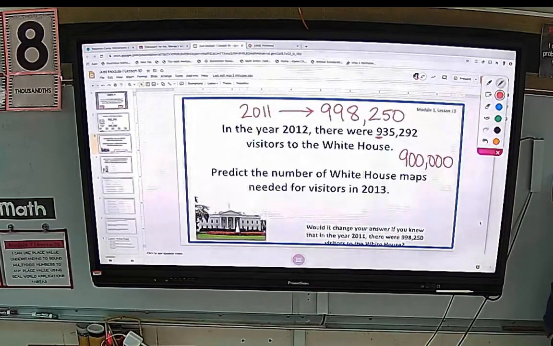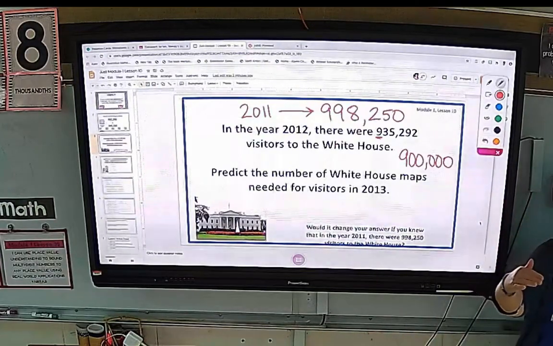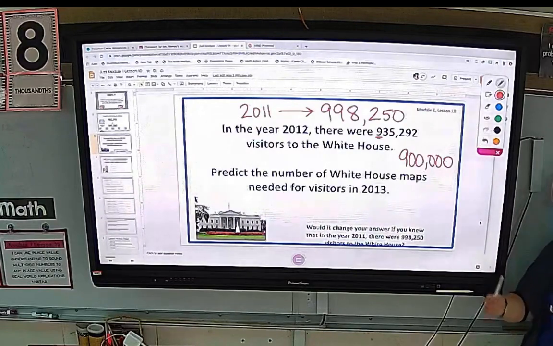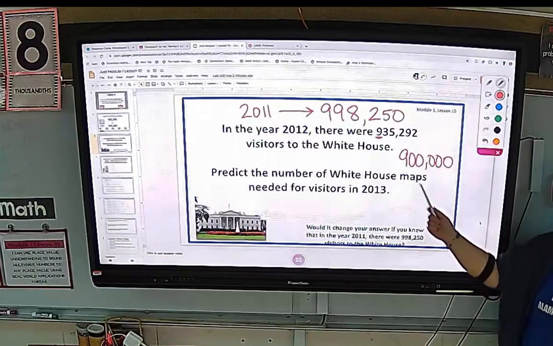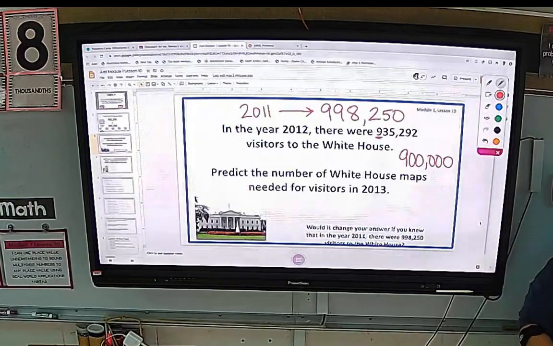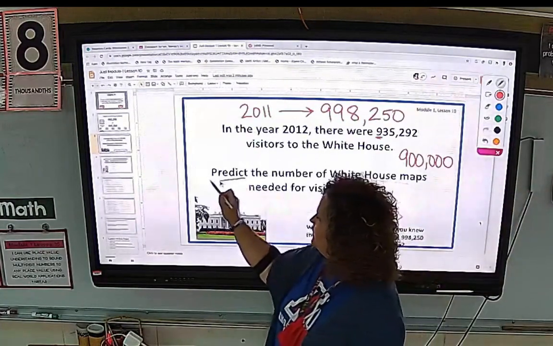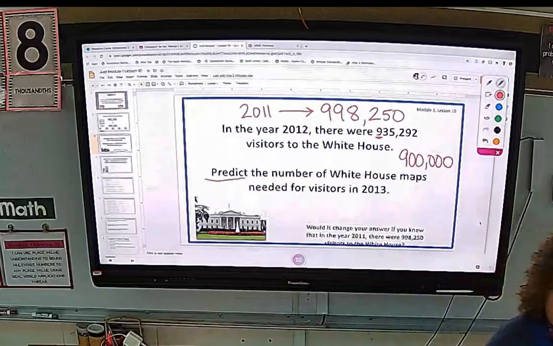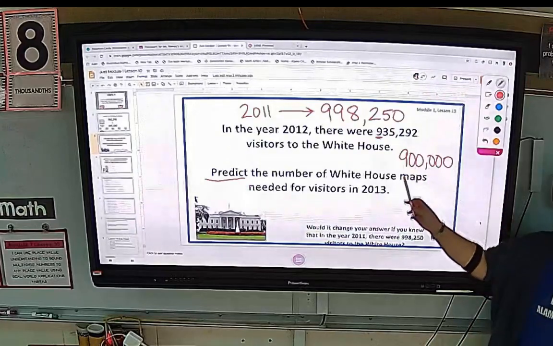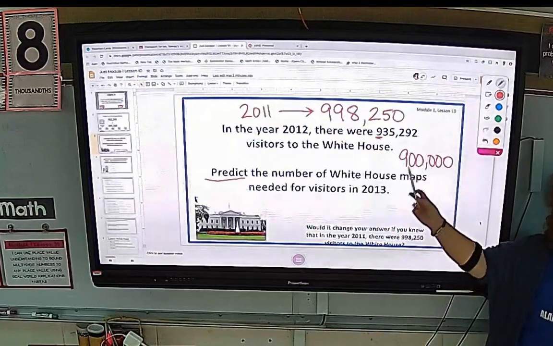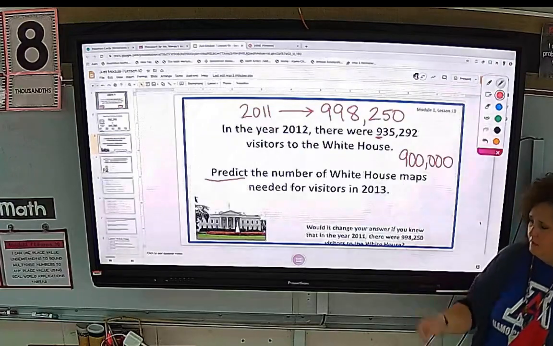Well, that's a big subtraction problem, but it was going down, wasn't it? The numbers were going down. If they think the numbers are going to go down again, is this a safe number? Probably. But they're predicting, okay? Predicting. So they may not be sure if the numbers are going to be lower again this year. So again, this might not be the safest number to go with, okay?